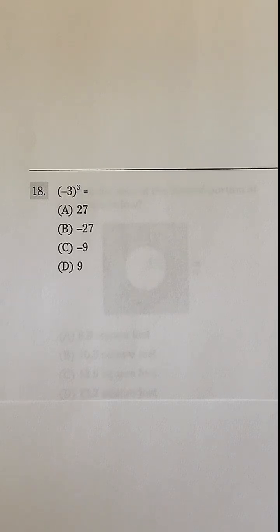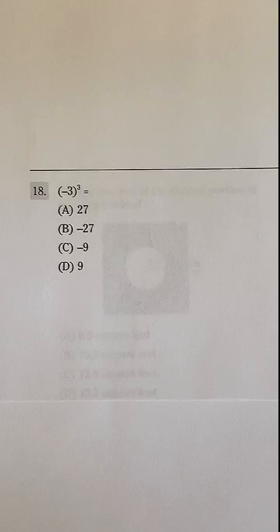Area is always squared. Perimeter is always just in feet. Circumference is always just in feet because it's just the outside. Whereas when you're looking at area, you're looking at two dimensions, the length and the width.